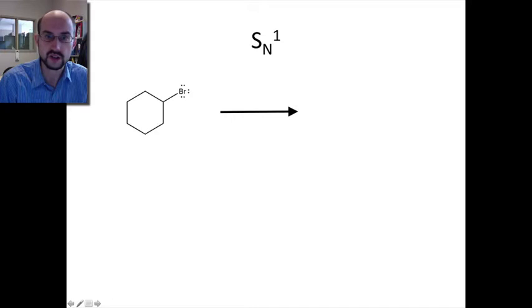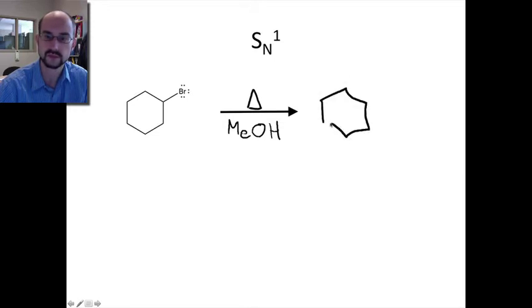Next, let's go through SN1. You'll recall that SN1 and E1 both happen under the same conditions. So once again, heat and methanol will work as conditions here. But in this case, instead of an alkene, we're going to make an ether, a methyl ether. And HBr will be the other product again.